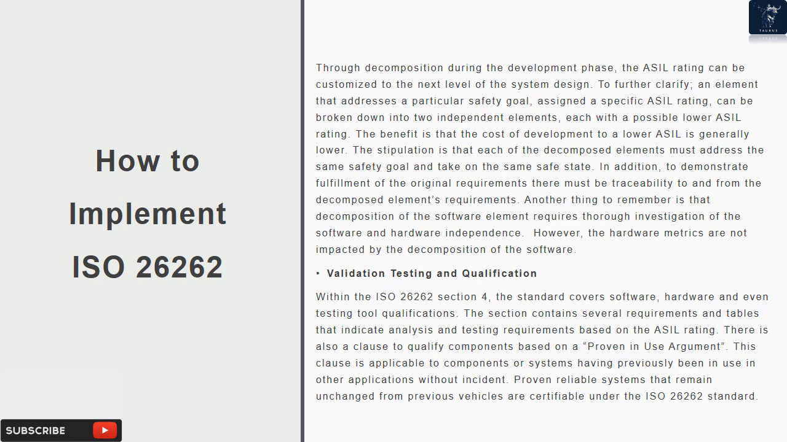Validation, testing, and qualification. Within the ISO 26262 Section 4, the standard covers software, hardware, and even testing tool qualifications. The section contains several requirements and tables that indicate analysis and testing requirements based on the ASIL rating. There is also a clause to qualify components based on a proven in use argument. This clause is applicable to components or systems having previously been in use in other applications without incident. Proven reliable systems that remain unchanged from previous vehicles are certifiable under the ISO 26262 standard.